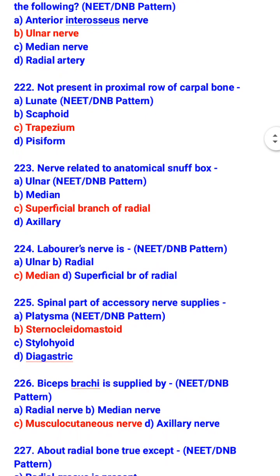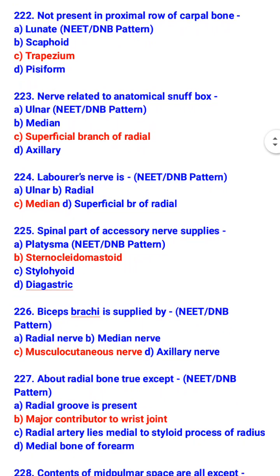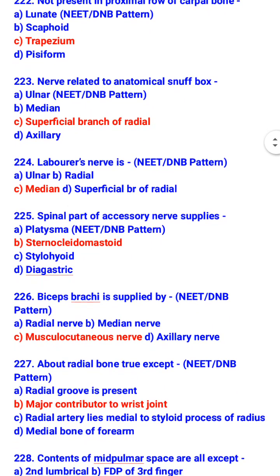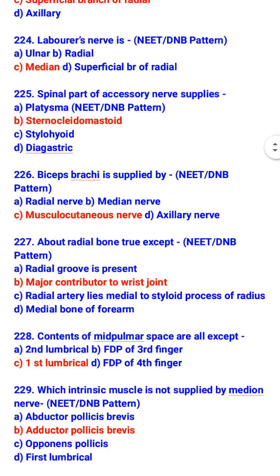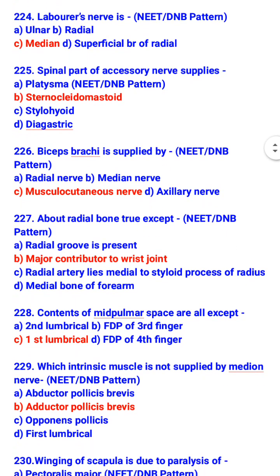Laborer's nerve is median nerve. Spinal part of accessory nerve supplies sternocleidomastoid. Biceps brachii is supplied by musculocutaneous nerve. About radial bone, true except: major contributor to wrist joint is false. What is true about radial bone? Radial groove is present. Radial artery lies medial to styloid process of radius.